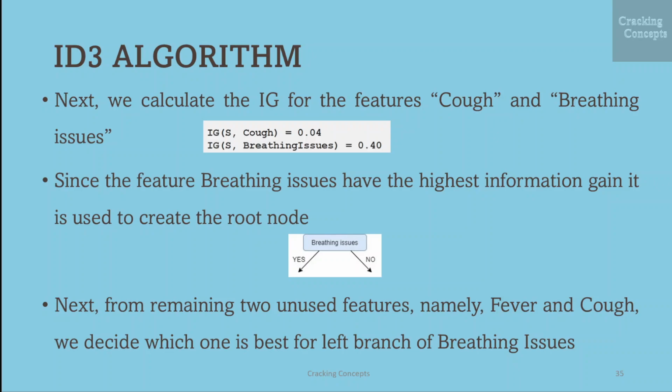Next, we need to calculate information gain for the features cough and breathing issues. We do it in a similar way and the answers will be 0.04 for cough and 0.4 for breathing issues. Since the feature breathing issues has the highest information gain, it is used to create the root node, and after the initial step, the tree will look as shown in the figure. Next, from the remaining 2 unused features, namely fever and cough, we decide which one is the best for the left branch of breathing issues.